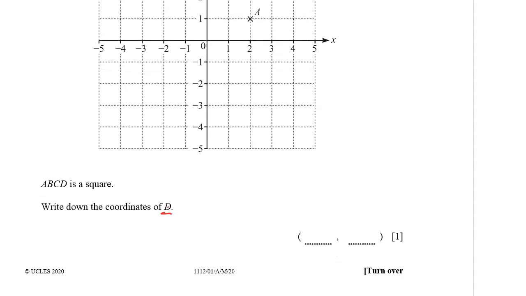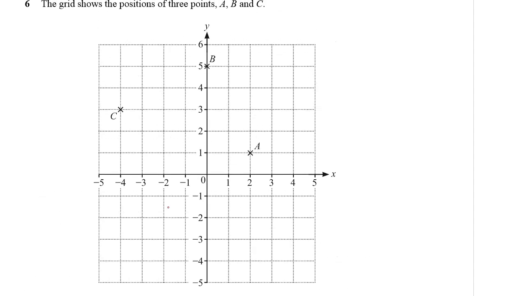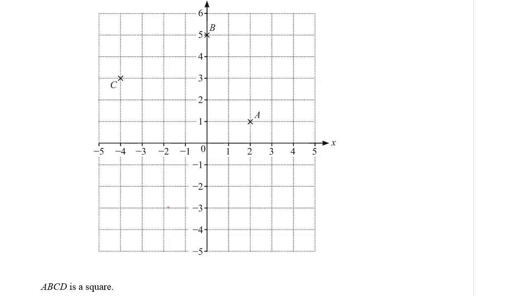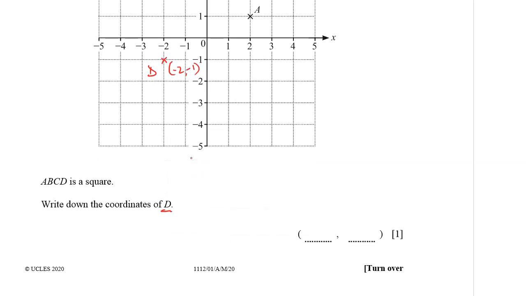Of course, if this is C, a square has opposite sides parallel. So if this is C and this is B, then D should be somewhere here to make this a square, and I will put it here. So this should be D, and the coordinates of D is -2, -1. That is the coordinates of D.